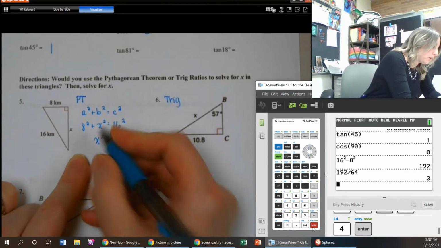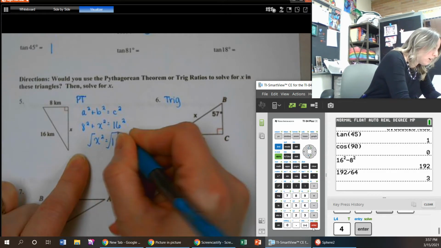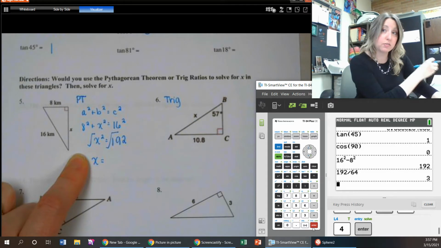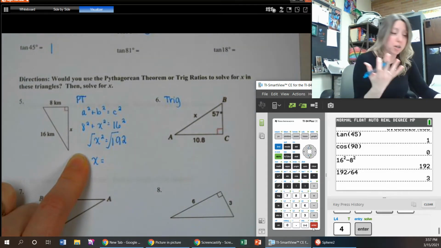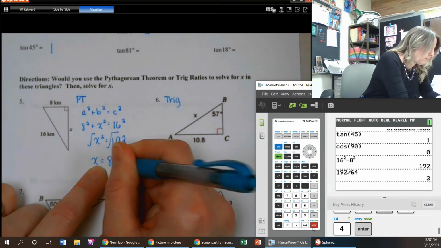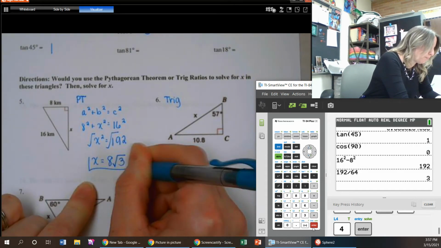And so this, when I take the square root of both sides, comes out to be x equals, no plus or minus because we're talking about a length of a side. So the minus is not applicable here. Square root of 64 is 8. Radical 3 is the leftover.